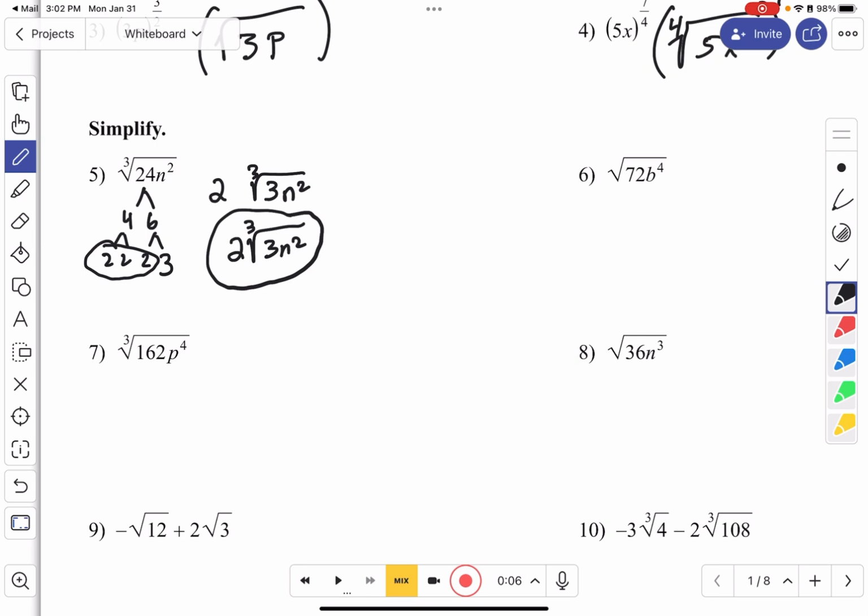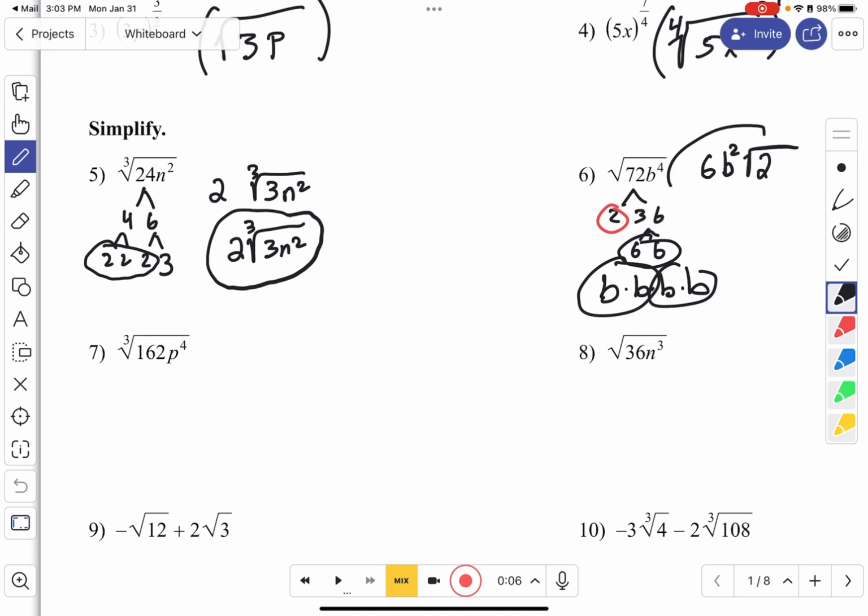Number 6, square root of 72, so that's 2 times 36. 36 is 6 times 6. At this point I can stop because I have a pair. So that means the 6 can come out. The 2 doesn't have a partner, so it has to stay underneath. And I've got 4 b's, so b times b times b times b. I'm looking for pairs, so I've got 1 pair, 2 pairs. That means it's going to be b squared on the outside. There's our solution.